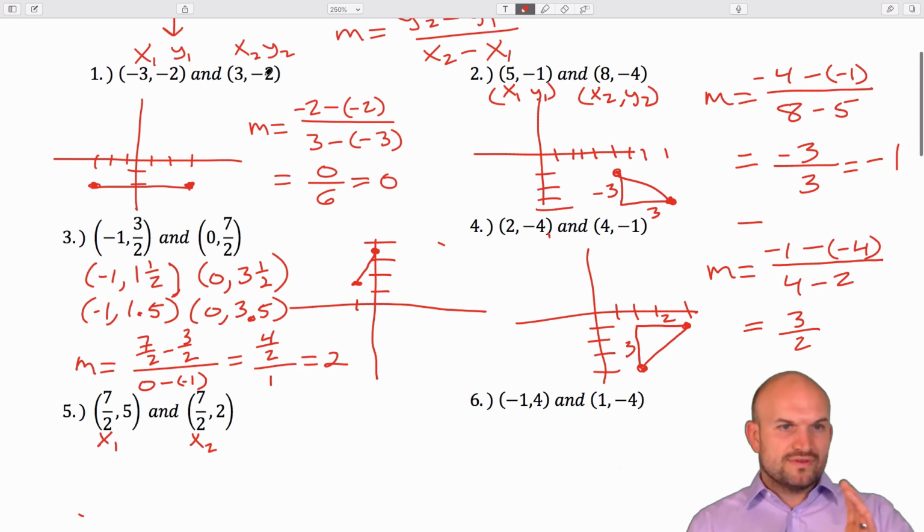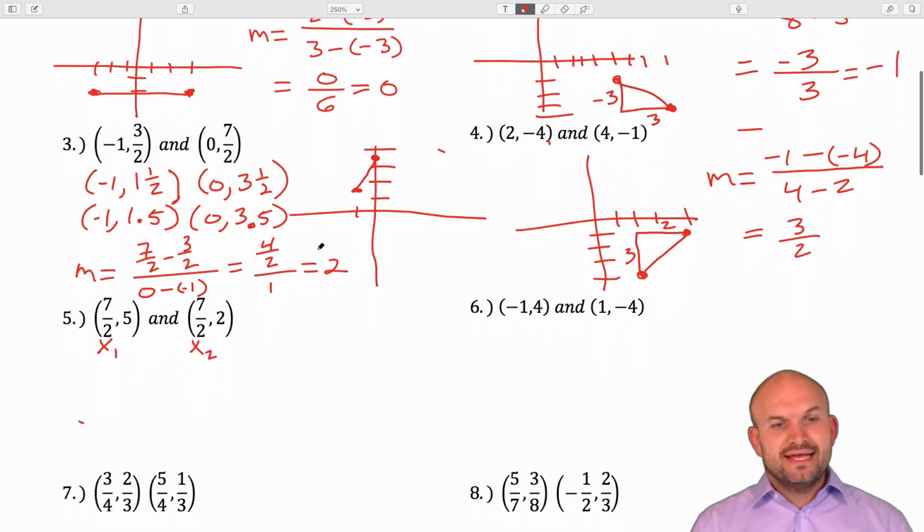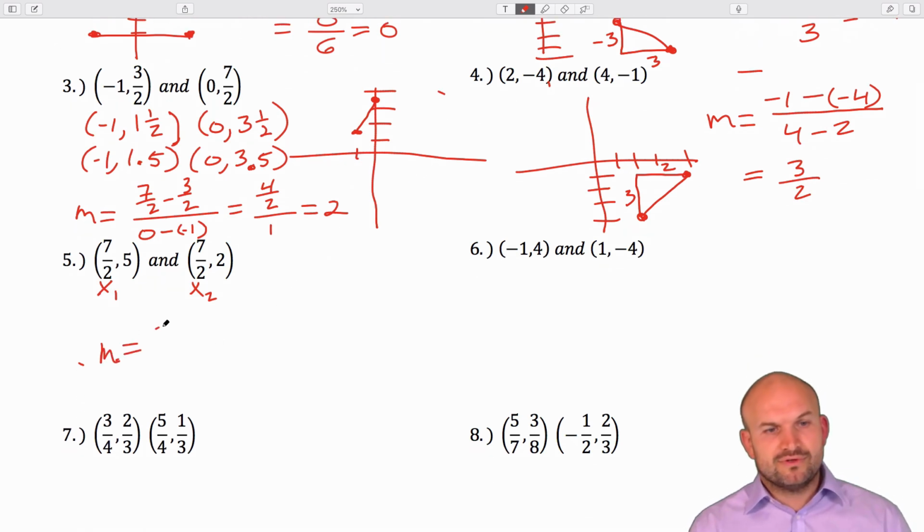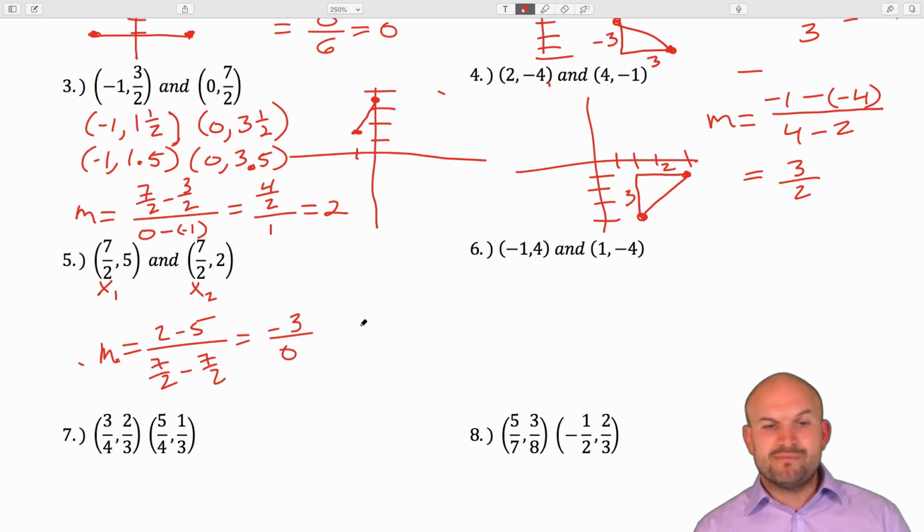Right? Because they were both -2 and they were both y coordinates. Here, my x coordinates are exactly the same and they're exactly the same sign. So therefore, I know it's going to give me 0. Now, let's just go ahead and do it. So m equals 2 minus 5 over 7 halves minus 7 halves. So I didn't even have to do the formula to recognize that I'm going to have 0 in my denominator.